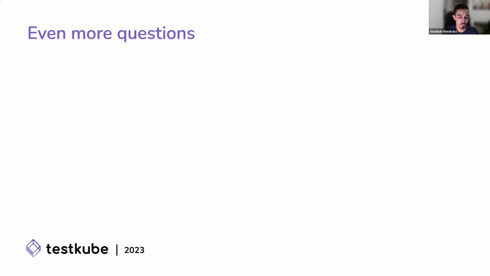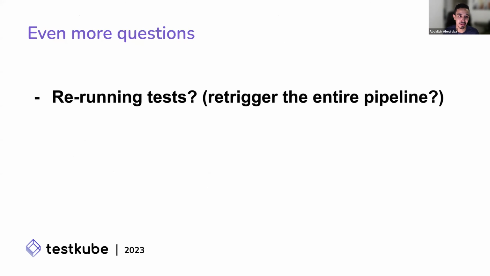So to add more fuel to the fire, I'll just throw out some questions here that you might be interested in hearing. What happens if you want to rerun your tests, right? Do you need to retrigger the entire CI pipeline? That could take hours. And do you really need to build your application and run all the specific tests just to run that test that you wanted to be running in the beginning? So rerunning tests becomes a little more complicated.